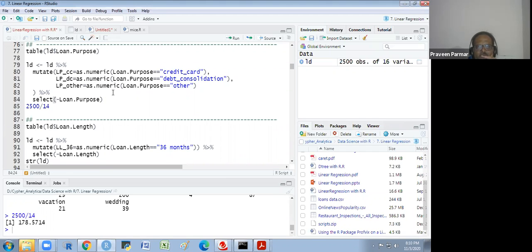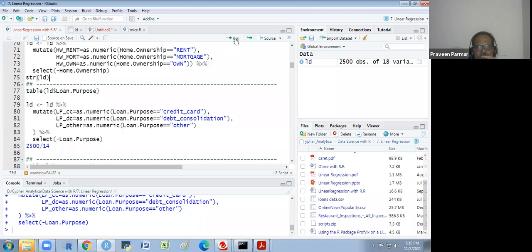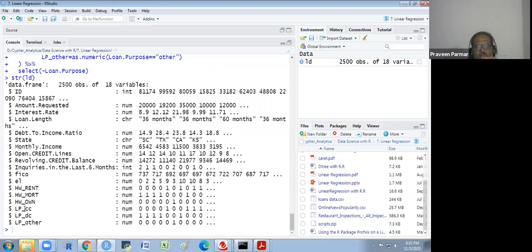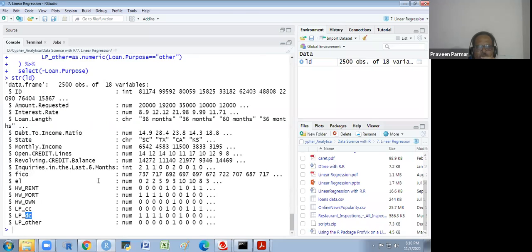So I run it and see what happens now. I will show you again that structure. Look here: LP credit card, LP debt consolidation and LP other. Okay, so we have 18 variables now. Now we have two variables like this and this.